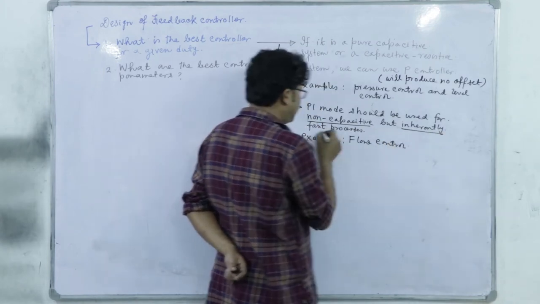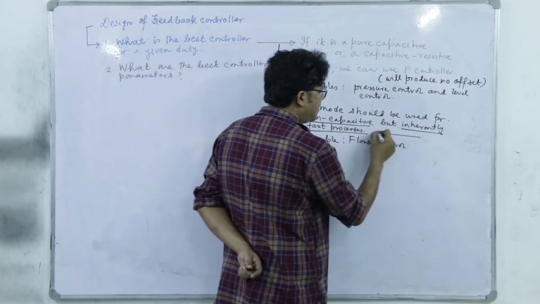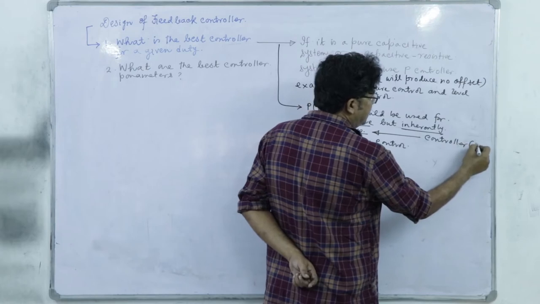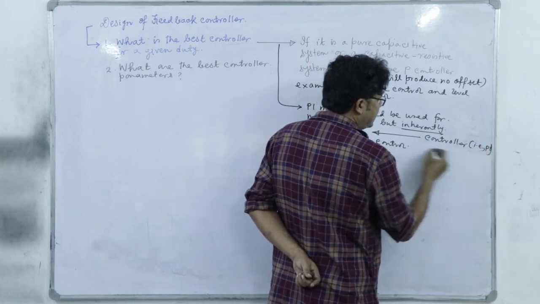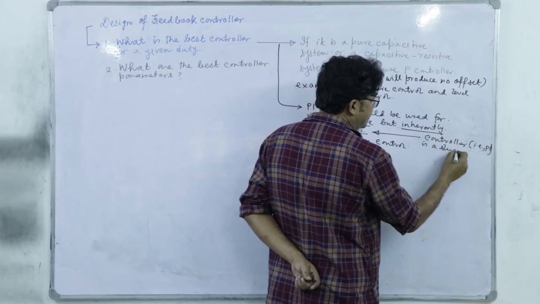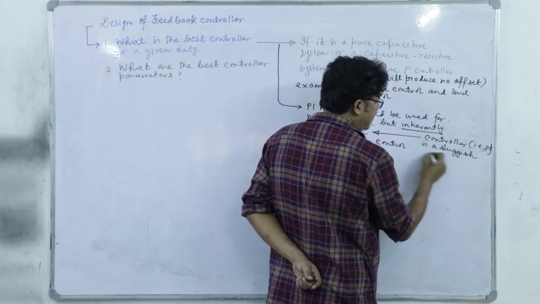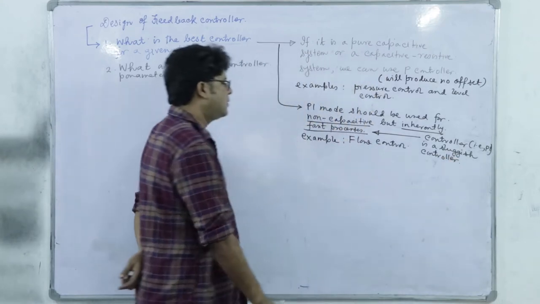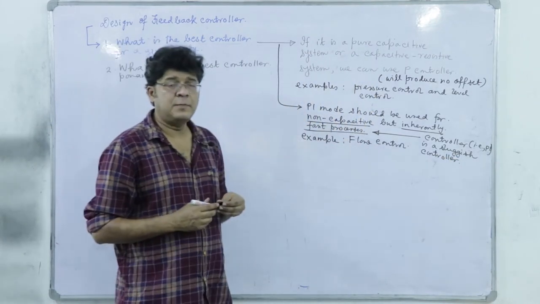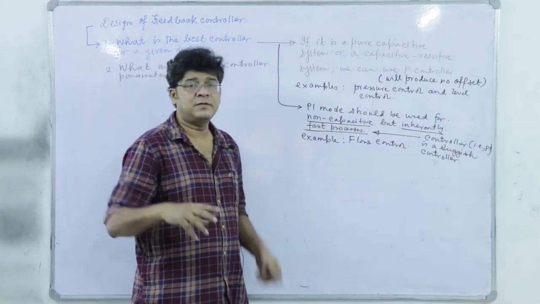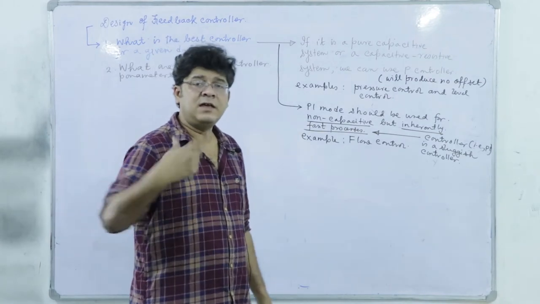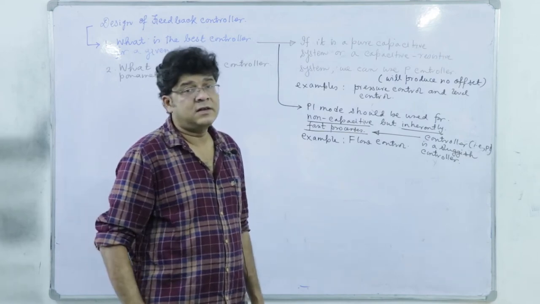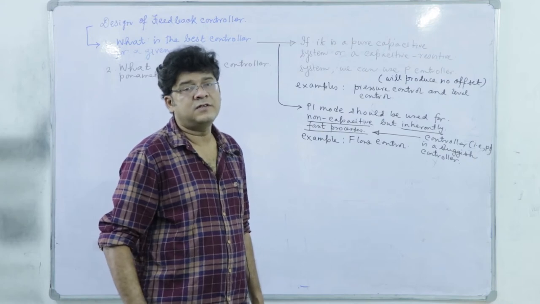Why must it be inherently fast? Because the controller, that is PI, is a sluggish controller. Right. So, flow control or flow process, they are inherently fast processes. Once you close or open the valve, immediately we see a change in the flow rate, but it is not the case in temperature and composition control.